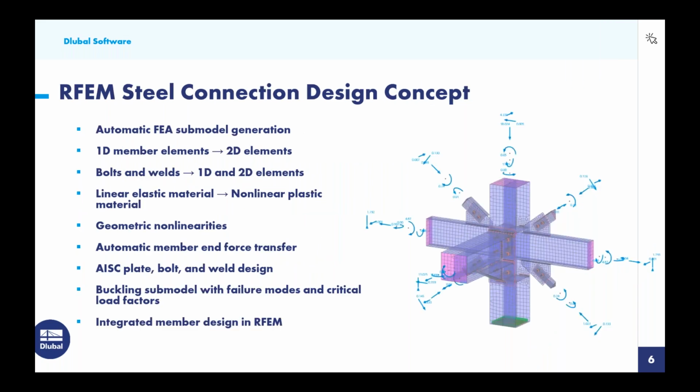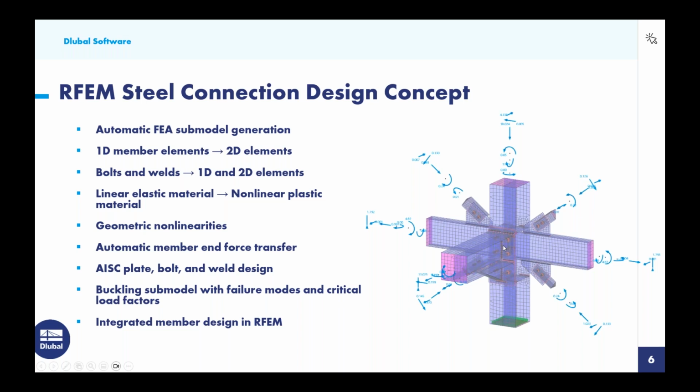So now moving on to the RFEM steel connection design concept. Again, a little unique in comparison to a lot of the other programs out there. So we will probably generate the entire steel structure in RFEM. It's not required, but this is one approach that we could take. And with these one-dimensional members, such as beams, columns, braces, these are actually going to be automatically converted into an FEA model, a submodel that we see over here on the right-hand side.